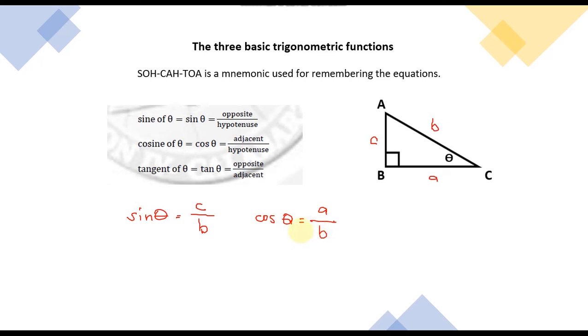For the last function, we have the tangent of theta. So TOA, we're going to use TOA. The tangent theta is equal to, the formula is O for opposite side. So again, the opposite side of theta is this one, C, over the A, which is the adjacent side. So the adjacent side for angle theta is small letter A, or side A. Now we have made our sine, cosine, tangent functions.